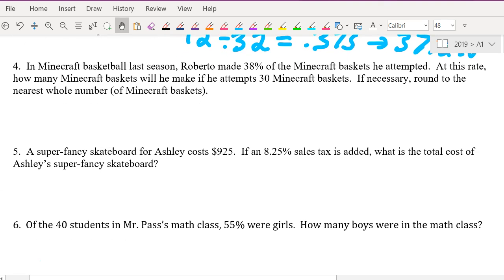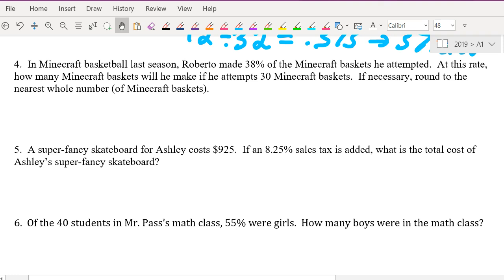You forgot the... all right, well, you're taking up too much time. In Minecraft basketball last season, Roberto made 38% of his Minecraft baskets. He's pretty good at those. At this rate, how many Minecraft baskets will he make if he attempts 30 Minecraft baskets?